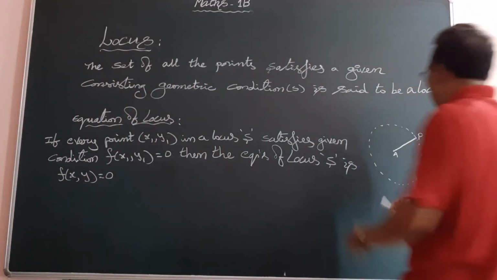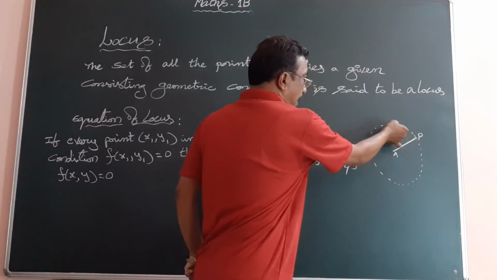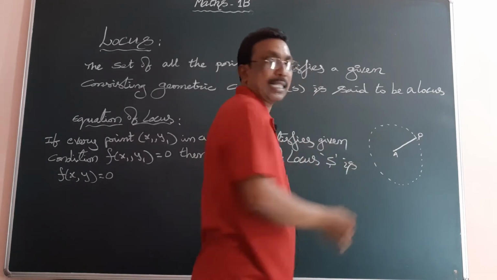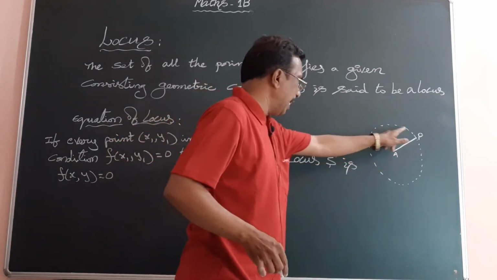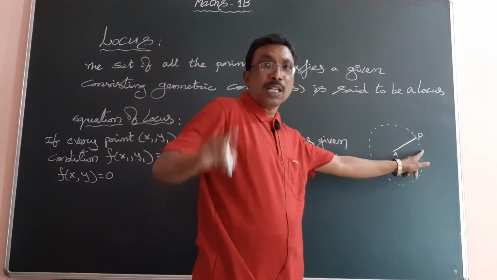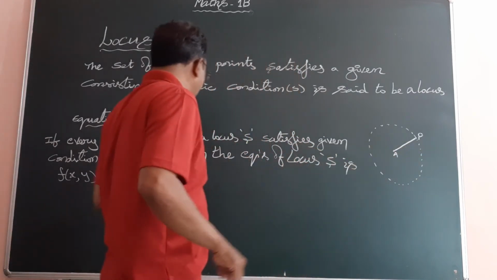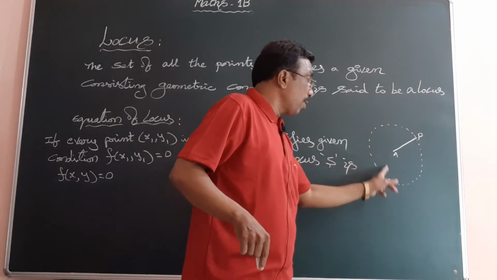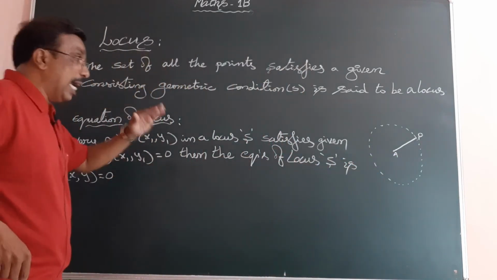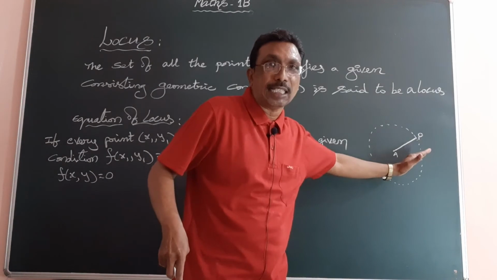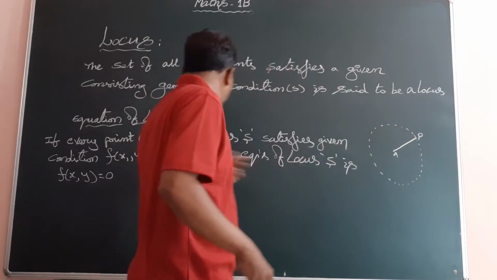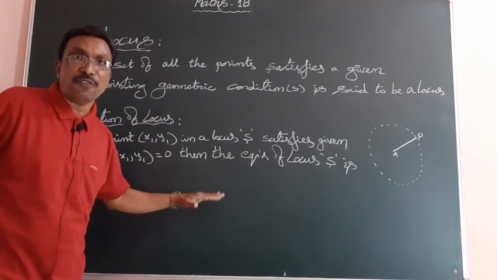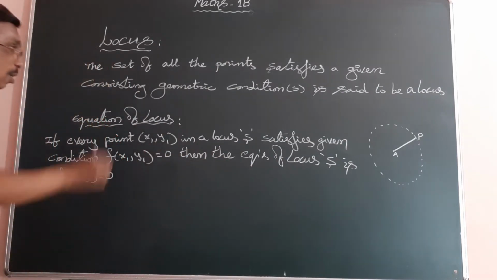Now observe this one. Every point in a locus satisfies the given condition. We take any point in the locus, and that point satisfies the given condition. Which condition is given? We write that condition: f(x1, y1) = 0. Then the equation of the locus is f(x, y) = 0. This is the equation of the locus. Next, one example.